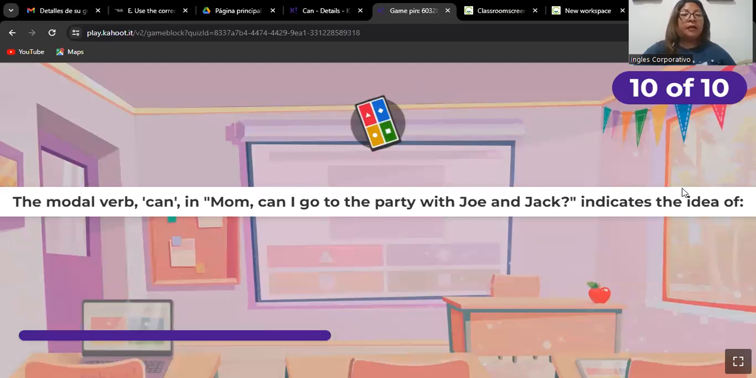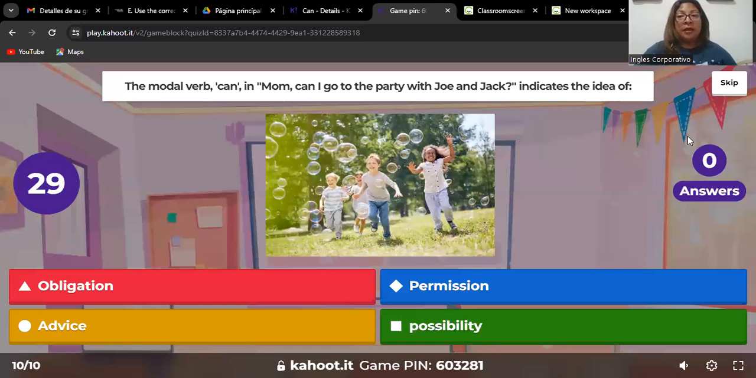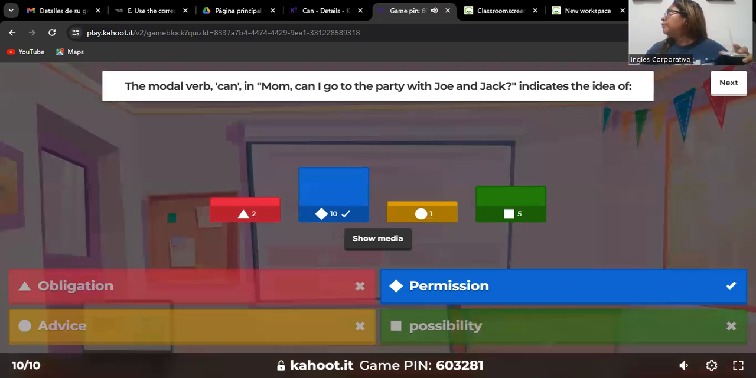The modal verb can. In mom, can I go to the party with Joe and Jack? Indicates the idea of obligation, permission, advice, or possibility. Mom, can I go to the party with Joe and Jack? Okay, permission, correct. Can I go?